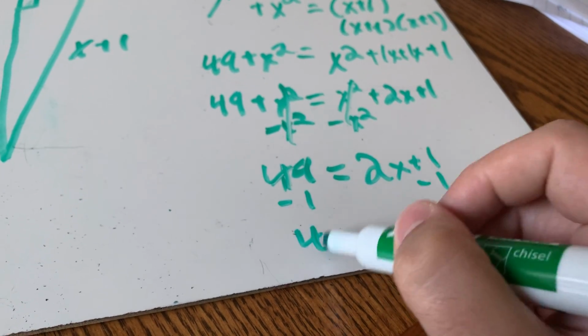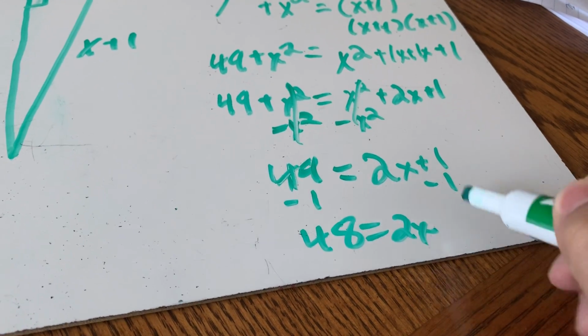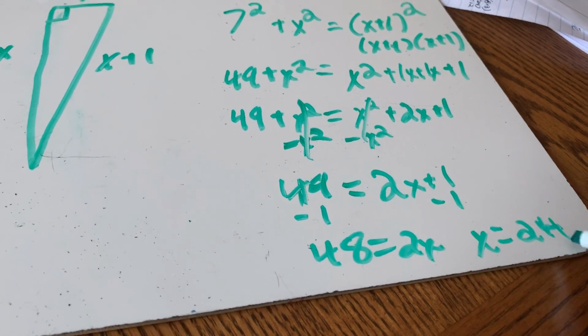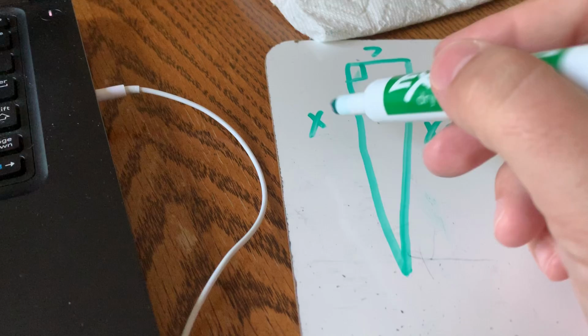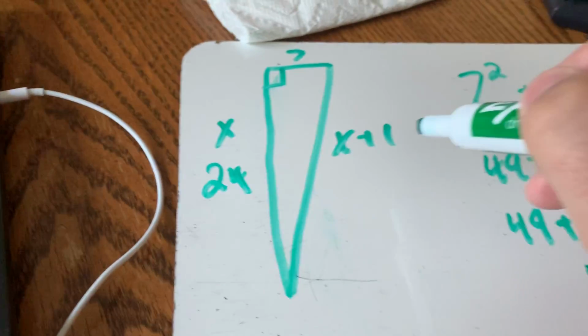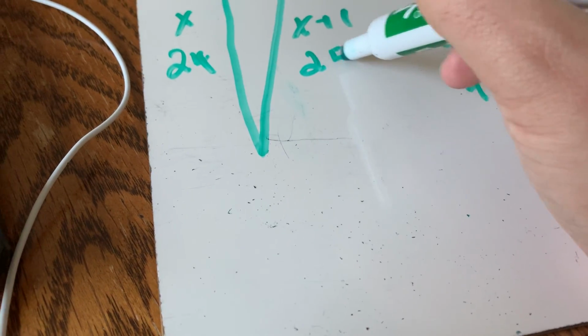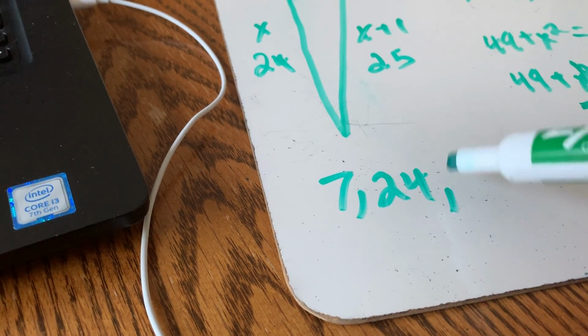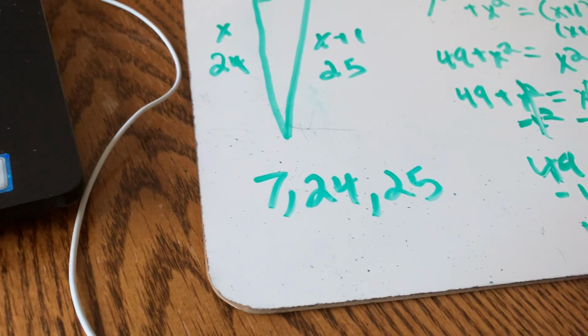Minus 1 on both sides gives me 48 equals 2x. X is 24. Okay? So that means this is 24. This is 24 plus 1. This is 25. That's your Pythagorean triple I was talking about, okay? 7, 24, 25.